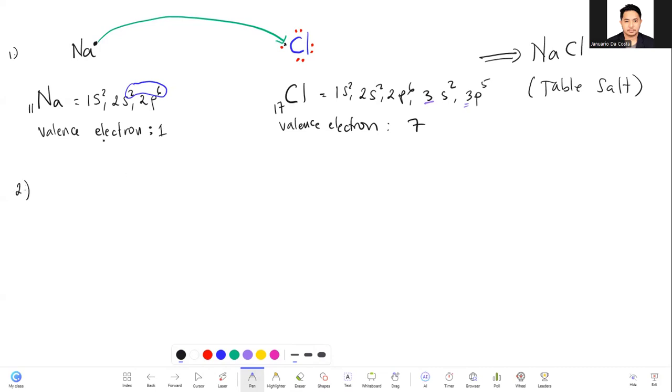Okay, what about number 2? How do you bond between magnesium and oxygen? What is the valence electrons of magnesium, Anivio? First, is magnesium a metal or a non-metal?